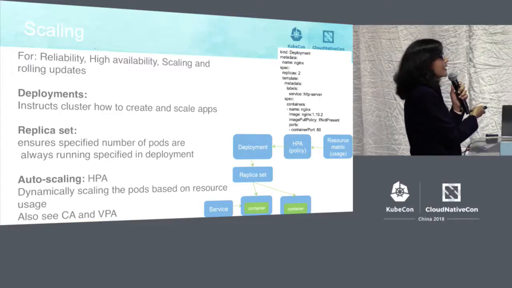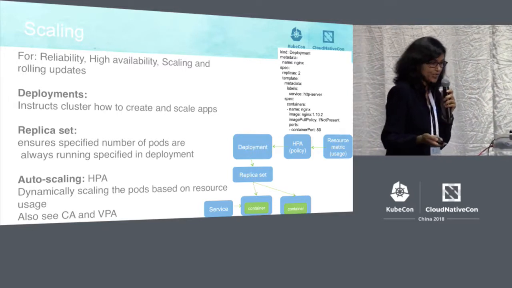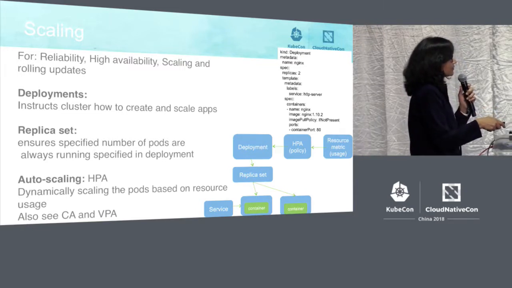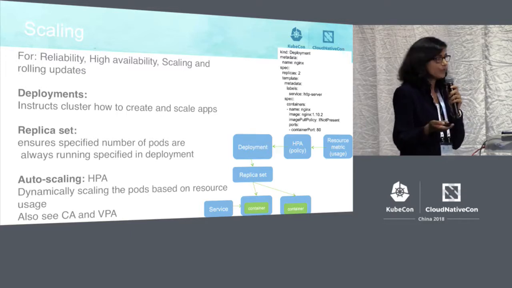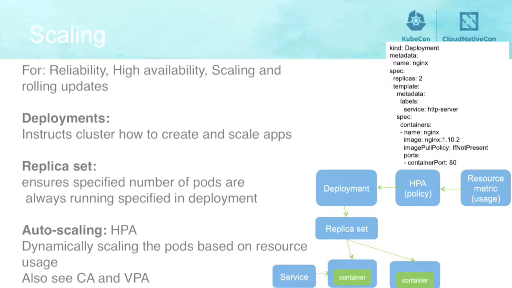HPA is GA, and it's really great to use. It just works on the CPU usage, so you can define the resource metric, you can define the usage. As of now, Kubernetes supports CPU. Based on CPU usage, you can put the HPA policy in place to drive how many replica sets to be added, which is really good.